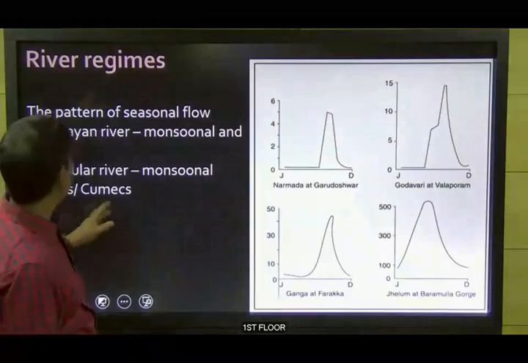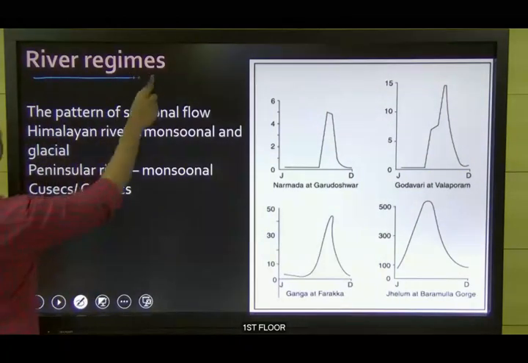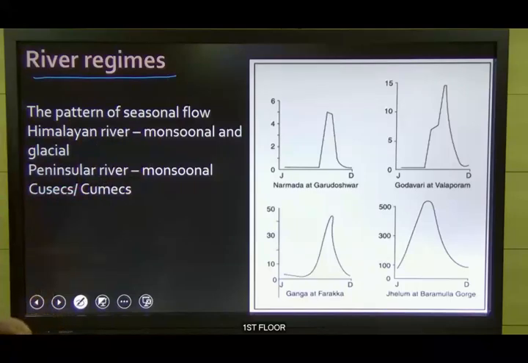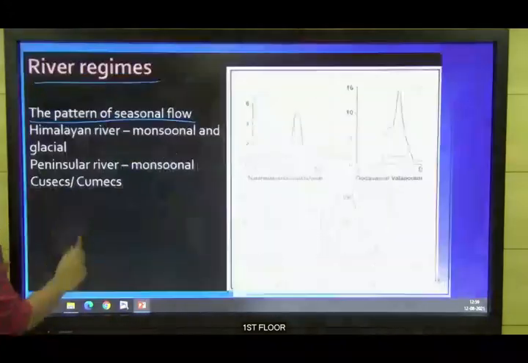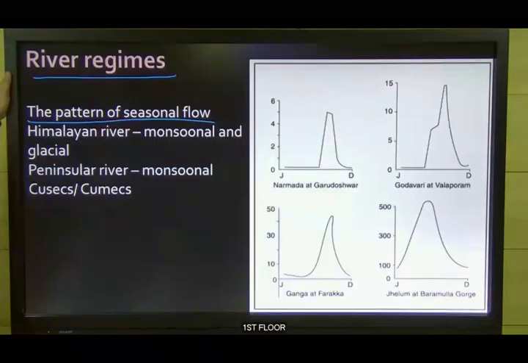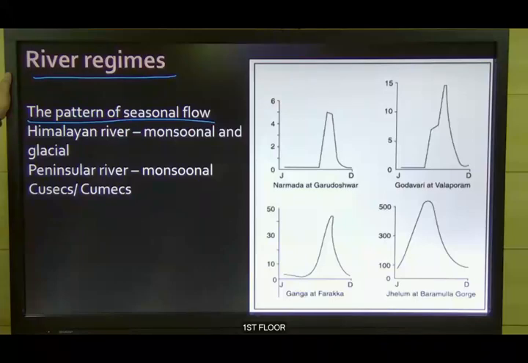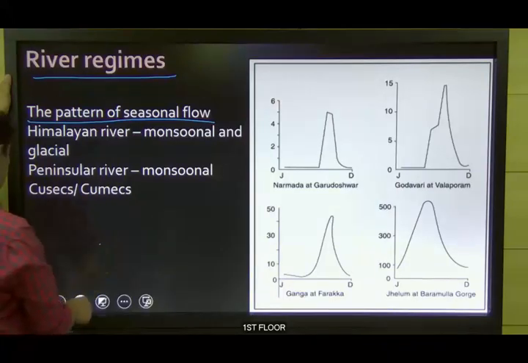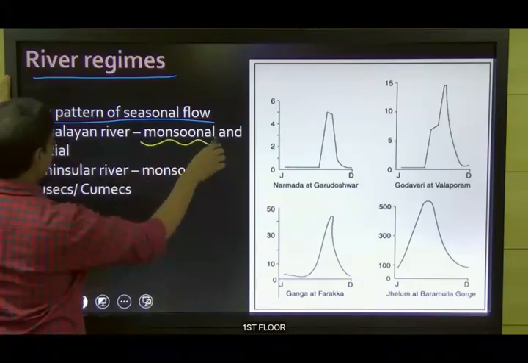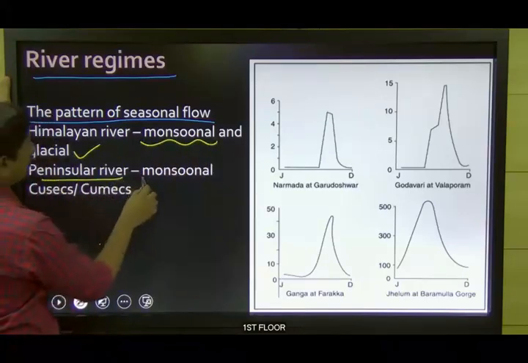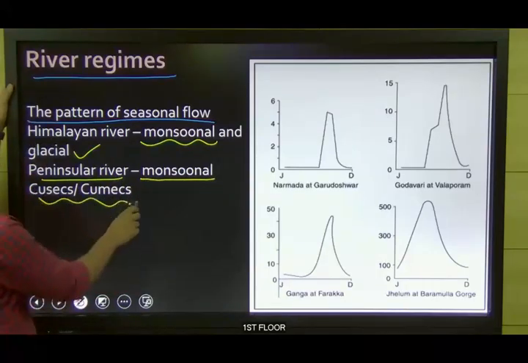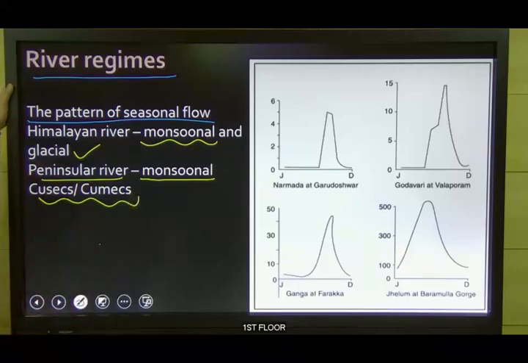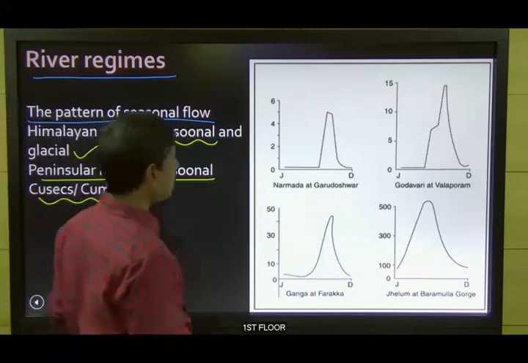Now we will see another concept known as river regime. Okay, what is river regime? It is the pattern of seasonal flow in the river. Okay. In case of Himalayan rivers, the source is both monsoon and glacial. In peninsula, it is only monsoon. Okay, and it is measured as cusecs or cumecs, cubic meters per second.